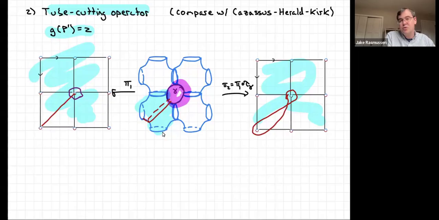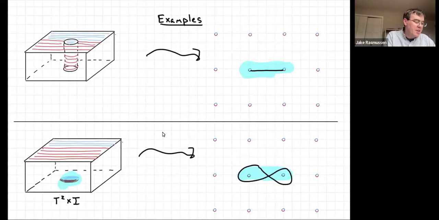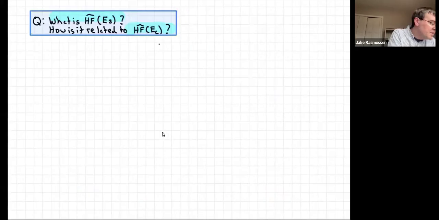And if you think back to those two examples that I drew right here, you'll see that this object here is obtained by applying the tube cutting operator to this one. That's because if I glued the tube cutting operator onto this, I would have gotten this thing.